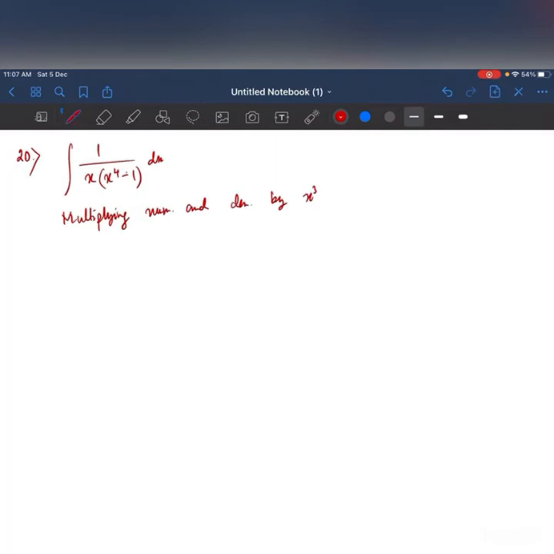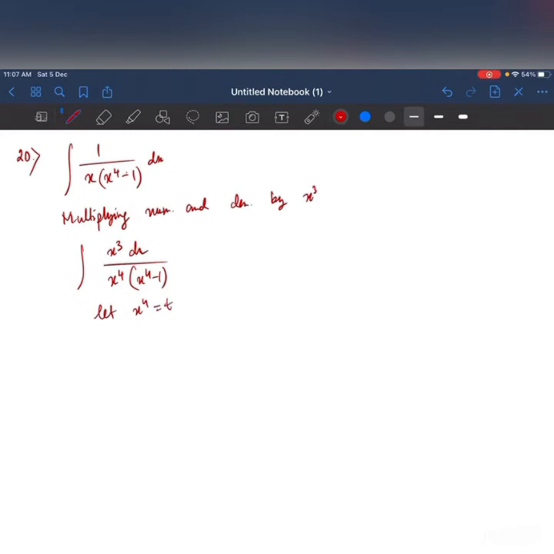So if I multiply, what do you get? The numerator becomes x cube dx divided by the denominator becomes x cube into x, that is x to the power 4, and x to the power 4 minus 1. The reason we are multiplying x cube, because you see, if I substitute x to the power 4 as t, that x cube will go away. So I will write let x to the power 4 is equal to t.